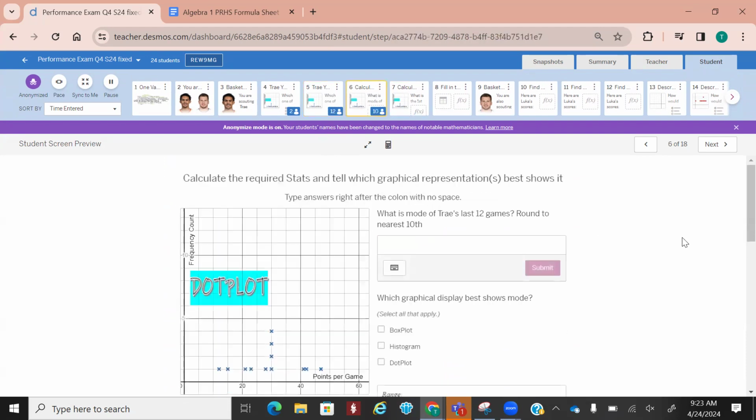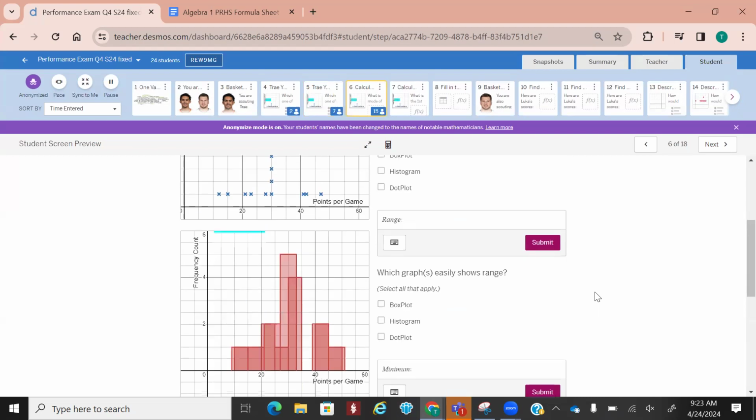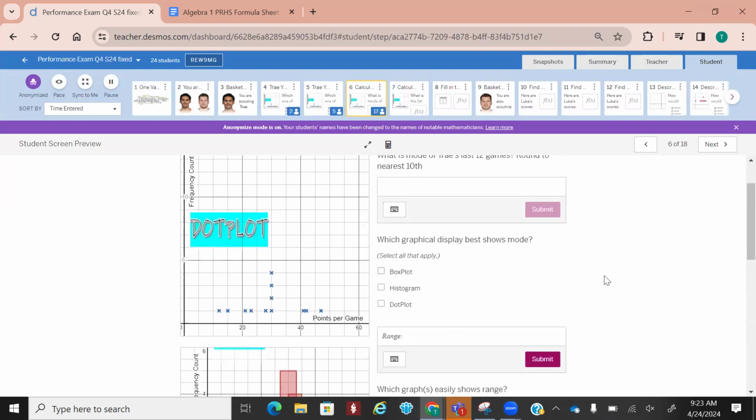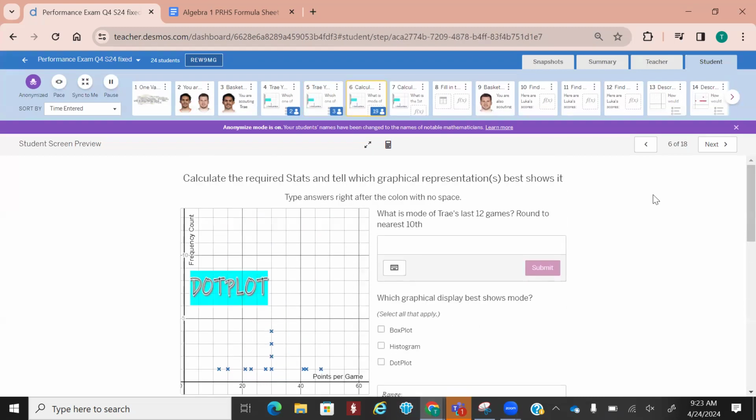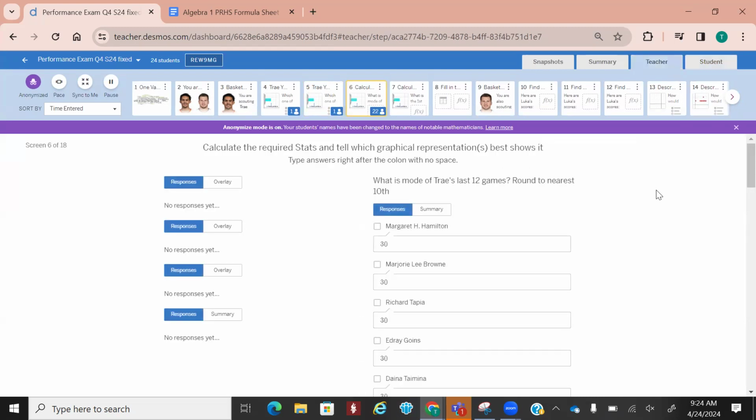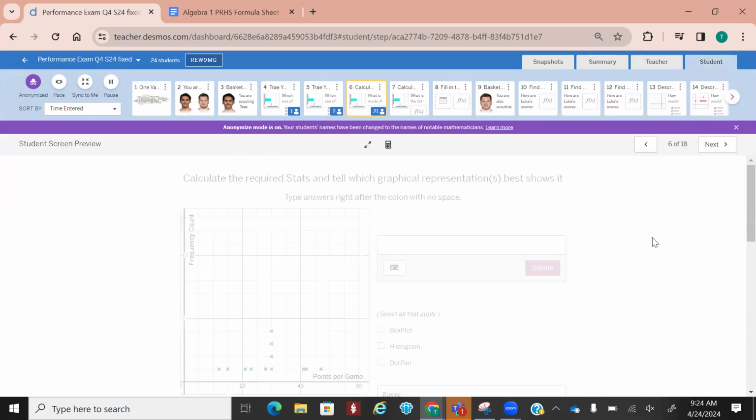All right, number 6. What is the mode? And which one shows the best representation of the mode? So the mode would be 30. And the best way for that one is probably a dot plot. Now you could argue histogram. Remember, histogram is a range of numbers. Just have to be mindful of that.